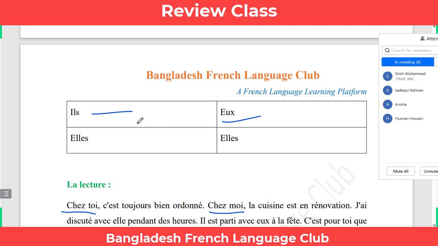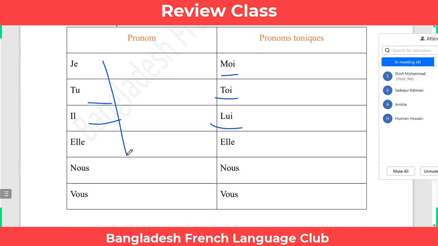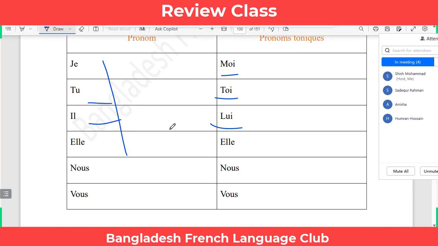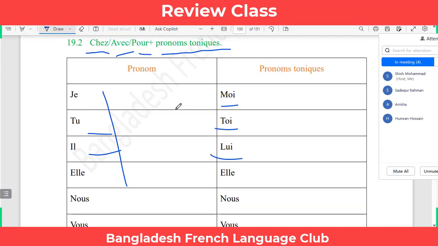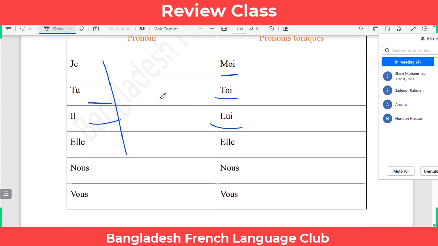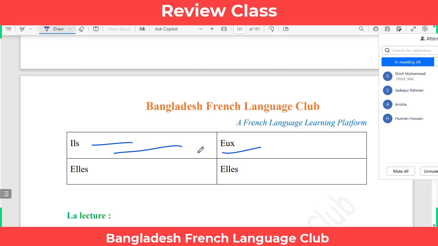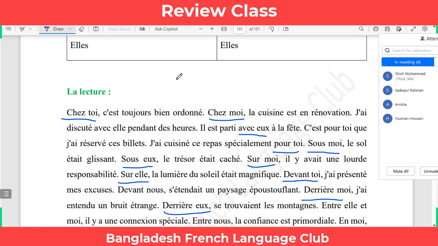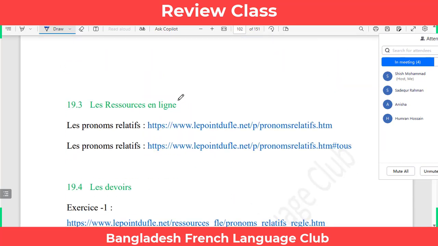So in brief, we can say that after the preposition, if we use the subject pronoun, then it would be the tonic form, okay? Please remember this, most importantly je, moi, tu, toi, il, lui, elle, and the difference is the plural masculine ils is eux. This should be remembered.